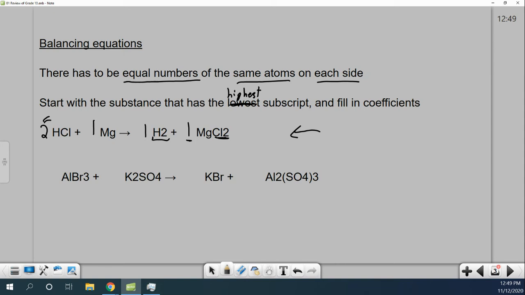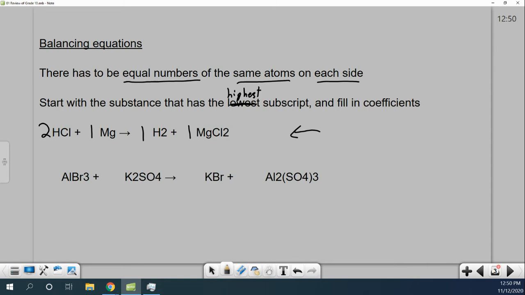Double check. 2 H's, 2 H's. 2 Cl's, 1 set of 2 Cl's, 1 times 2 is still 2. 1 magnesium, 1 magnesium. I've checked everything. I should be good to go. So it's 2, 1, 1, 1 for this particular reaction. We'd say this is 2, 1, 1, 1. Those are my coefficients, and it works nicely.